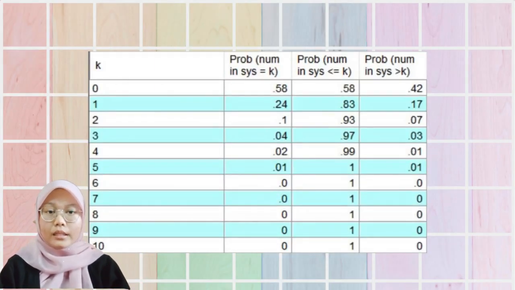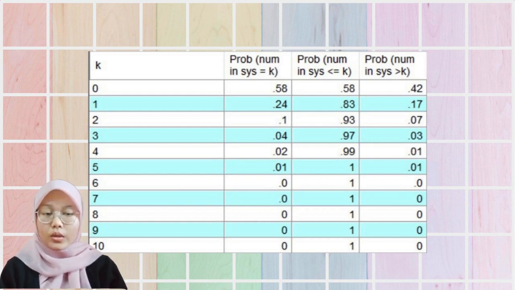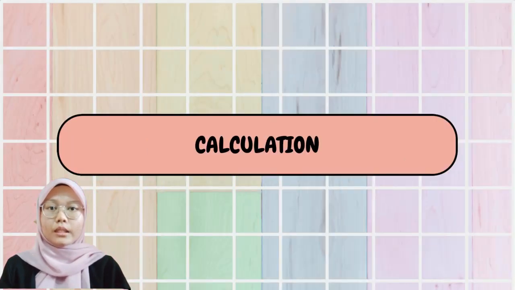Column K is equal to the number in system. To see the probability of the service being used, or rho, we can see at K equal to 0 and probability number in system more than K. Meanwhile, for the probability of the service being idle, or P0, we can see at K equal to 0 and probability number in system equal to K. Next, I will explain about the calculation.